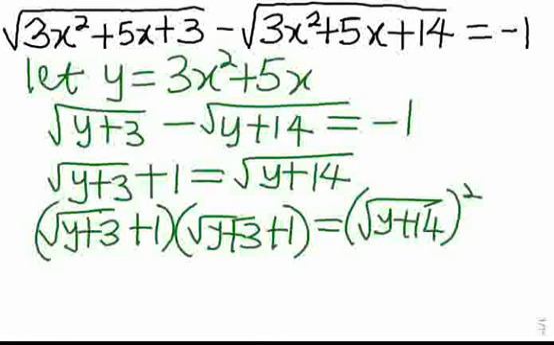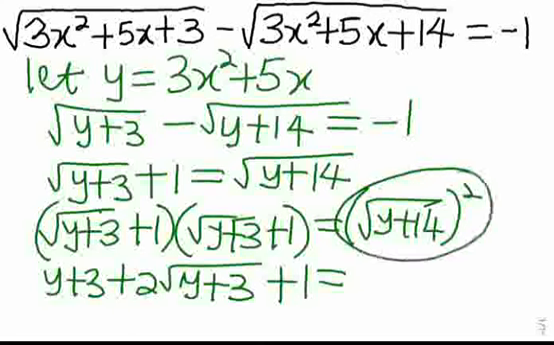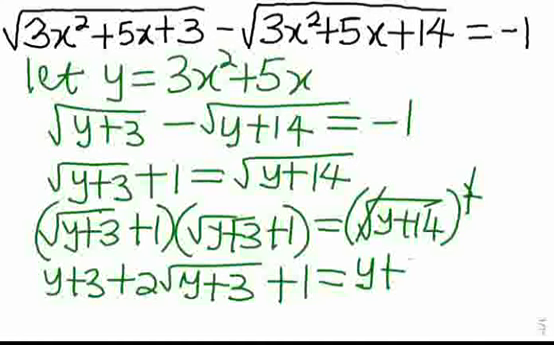Squaring this side, if you multiply this by this, that gives y plus 3 because the square root is going to be gone. If you multiply this by this, you have root y plus 3, and then 1 times this, also root y plus 3. So we're having twice of that. We're going to have twice of root y plus 3. Then lastly, 1 times 1 gives 1. When you square a square root, the square root simply disappears. So we're going to have y plus 14 left.